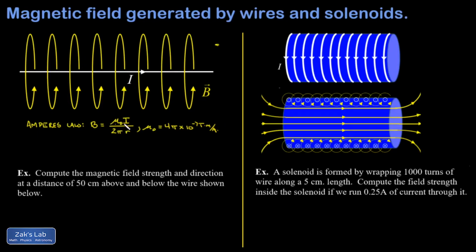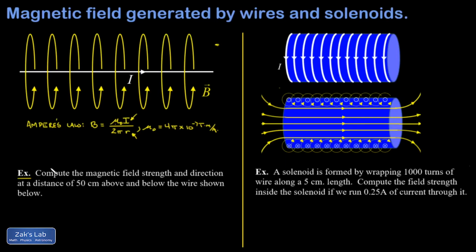Mu naught has units of Teslas in it, but I have to cancel 1 unit of amps because of this I here for the current, and I have to cancel the meters in the denominator from this r, which is the separation distance from the wire. So the meters and amps cancel out, and I get Teslas. Note that the definition of mu naught changed very slightly in 2018, which changed it about 9 decimal places in, but we're going to stick with this traditional 4 pi times 10 to the negative 7 because it's easier to remember.